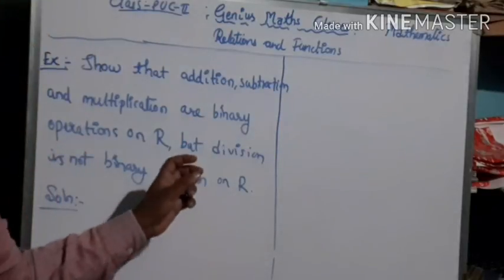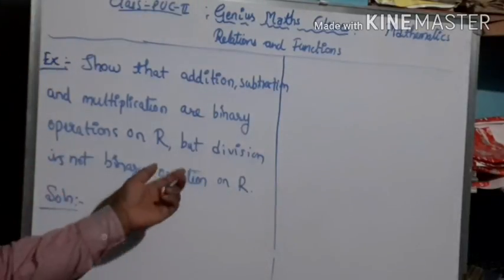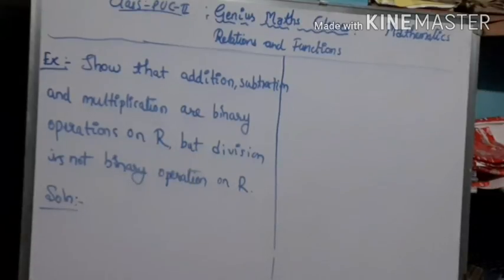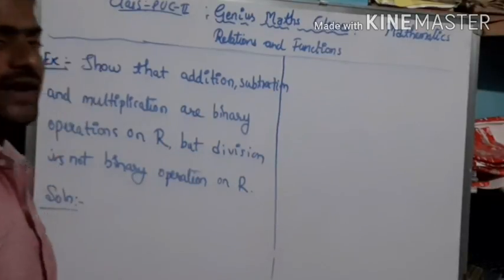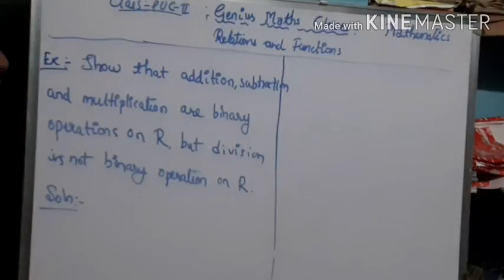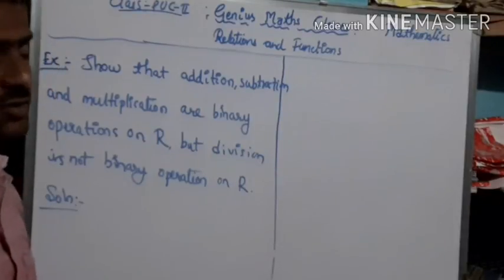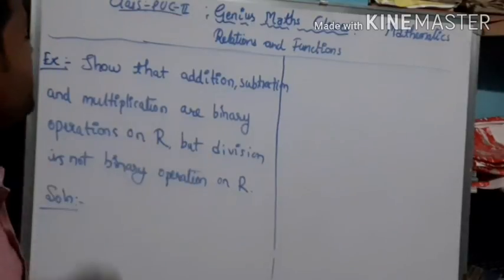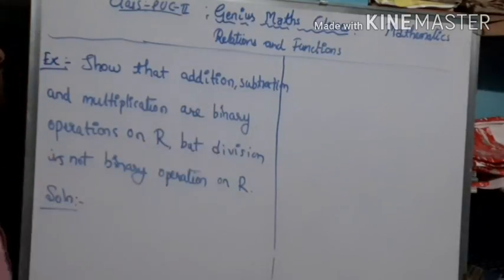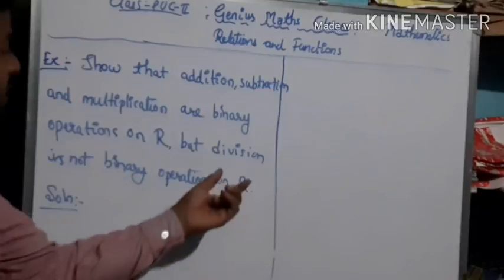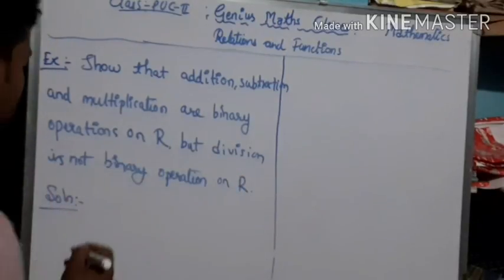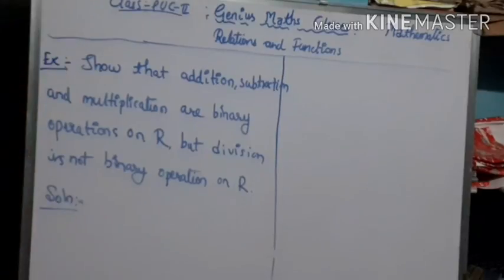So this is very simple: the set of real numbers includes all the numbers: natural numbers, integers, rational numbers, irrational numbers. It includes all the elements. That is why addition, subtraction, multiplication are all binary operations. But why is division not a binary operation on R? The solution is simple. Let me solve this simple example.